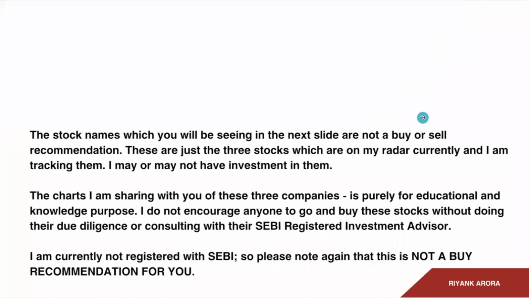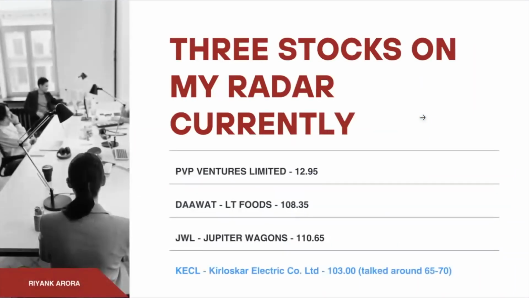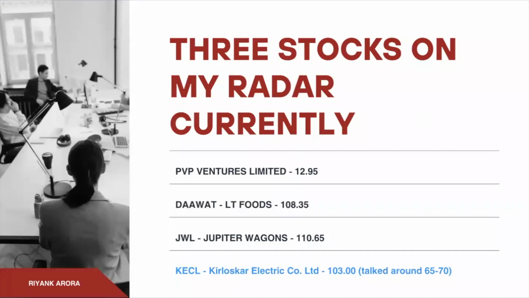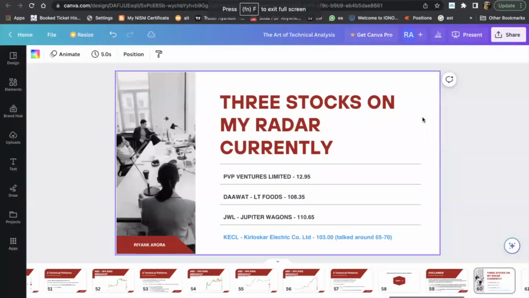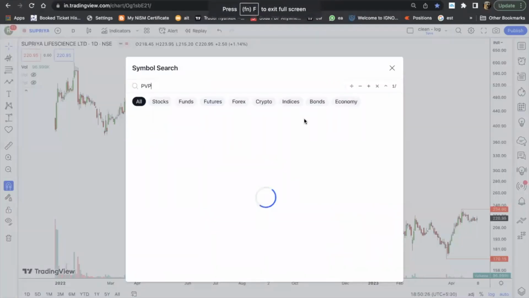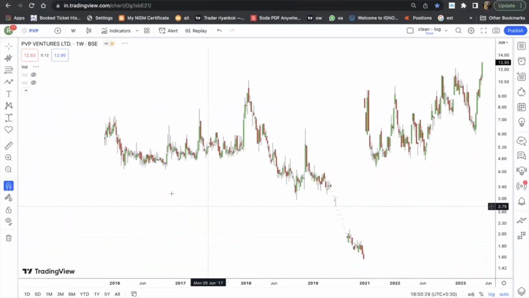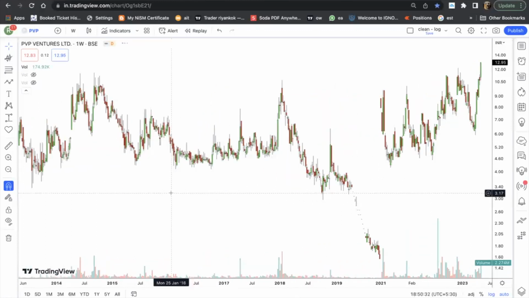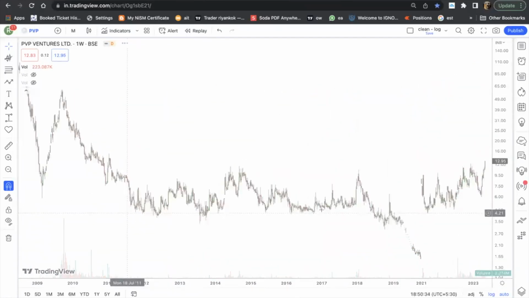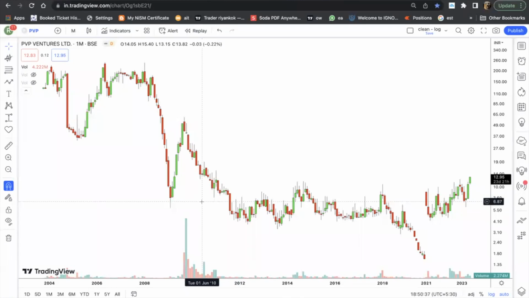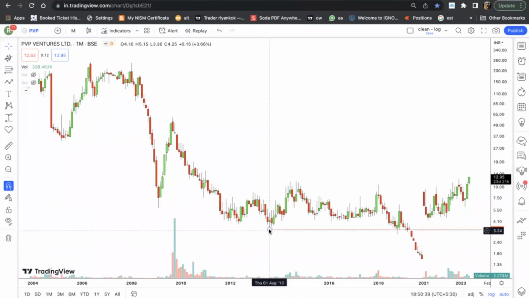Okay. So the 3 stocks which are on my radar currently, these are the 3 scripts. One of them is PVV Ventures at 12 rupees 95 paise. Let me show you the chart also, so that you can understand why these stocks have come on my radar recently. I'm referring to the monthly charts here, and you can see the low of 3 rupees 36 paise was made. Then a high of 11 rupees 59 paise was made.